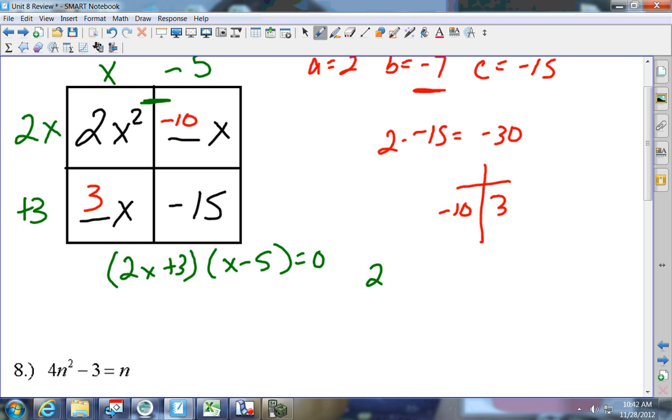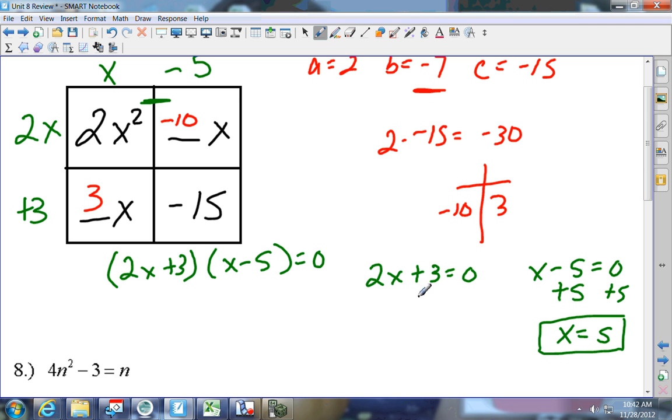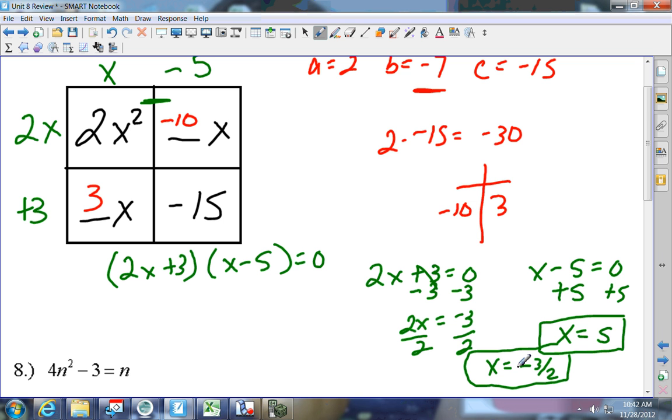To find my solutions, I take 2x plus 3 and set it equal to 0, and x minus 5 and set it equal to 0. This one's easy. Add 5 to each side, x equals 5. This one, subtract 3 from each side. 2x equals negative 3. Divide by 2. X equals negative 3 halves. Or you could put x equals negative 1.5. That doesn't matter. Either way, those are your solutions.